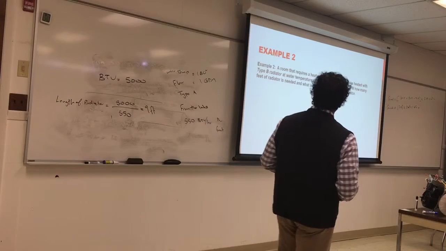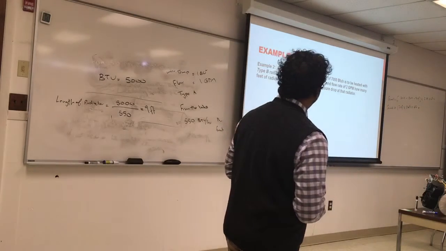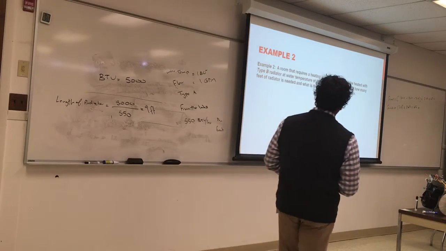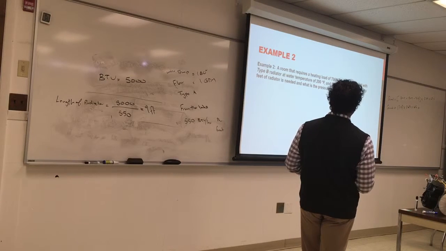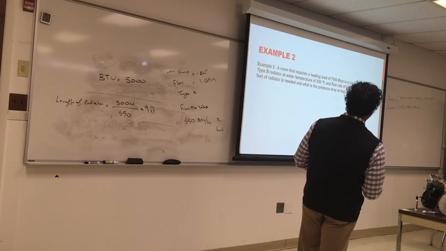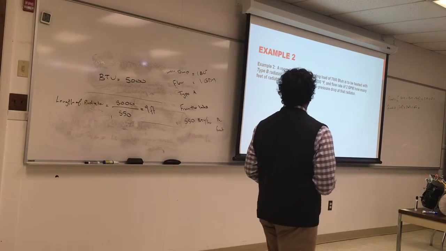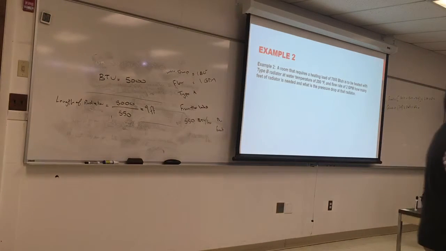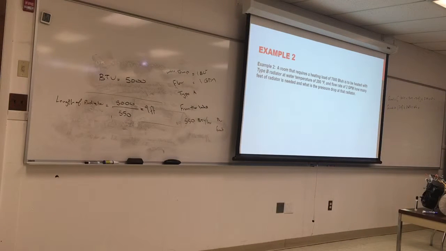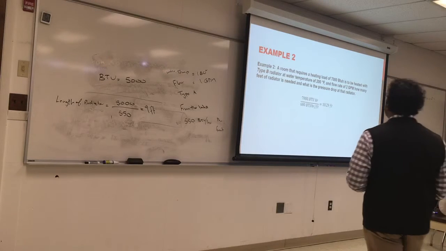Example two, a room that requires a heating load of 7,000 BTU is to be heated with type B radiator at water temperature of 200 degrees Fahrenheit, flow rate of 2 GPM. How many feet of radiator is needed and what is the pressure drop at that radiator? So the pressure drop is something else we need to account for because we need to know the pumping power required. At some point you might need to do that. So let's look at it.